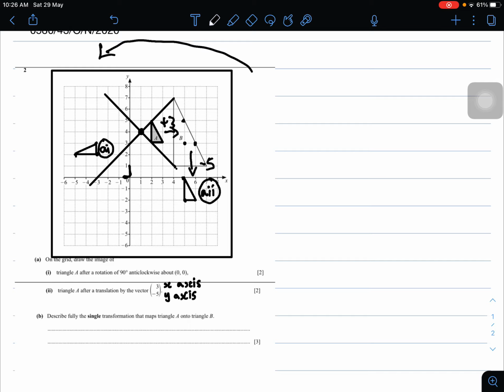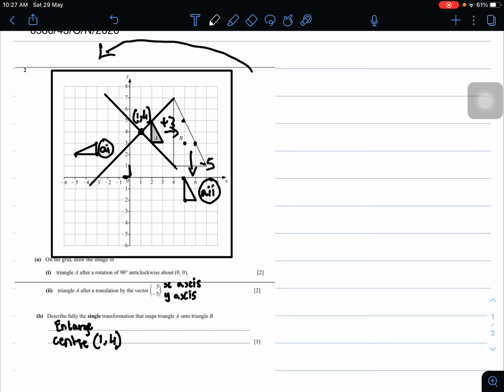So you can say that the triangle A enlarges to triangle B. So enlargement would be your first mark, with the center. The center that it uses is always where the 2 lines intersect. In this case it is intersecting at 1 comma 4. Therefore your final answer for this would be center 1 comma 4.